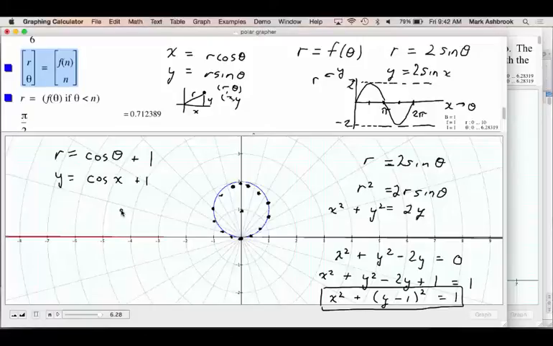Okay? So these are the easy ones. These are going to get a lot harder. Okay? These are the easy ones.